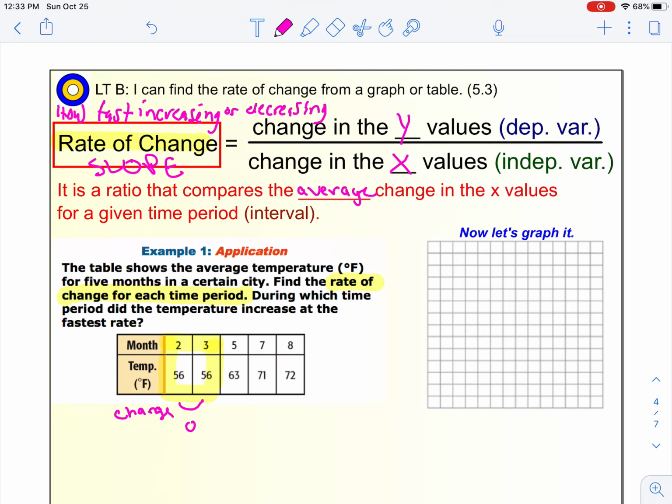And that change is our y values. This is our y values, and this is our x values. And so it changed 0 in 1 month. Okay? So our average rate of change is equal to 0 degrees per month. Okay, well that's kind of obvious, but let's move on. Let's go on to another rate of change.